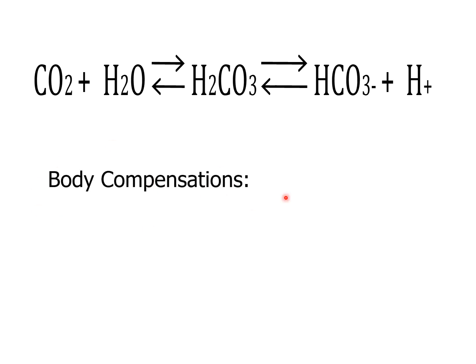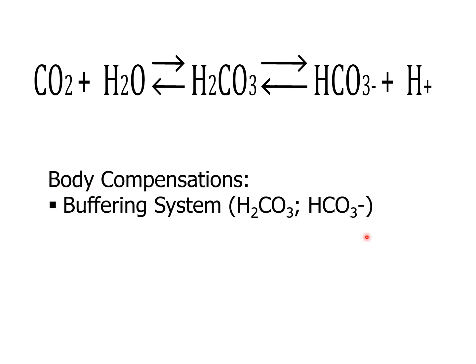Number one is the buffering system, and the main players under this are the bicarbonate, HCO3, and the carbonic acid, H2CO3. When we have an increase in the hydrogen ions, the hydrogen ions will attach to bicarbonate in order to form carbonic acid. When we have reduced hydrogen ions, the carbonic acid will dissociate into bicarbonate and hydrogen ions in order to supply the reduced hydrogen ions.